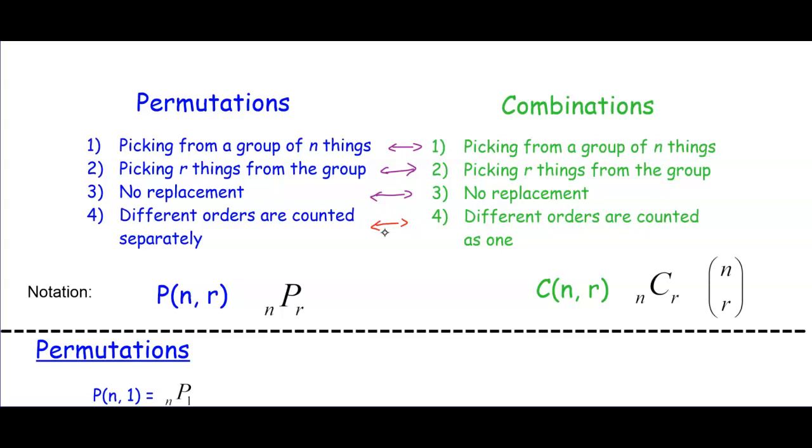Now compare that to a poker hand. If you've got 5 cards in your poker hand, it doesn't actually matter which one was first and second and third. You've just got those 5 cards. So that would count as a combination.